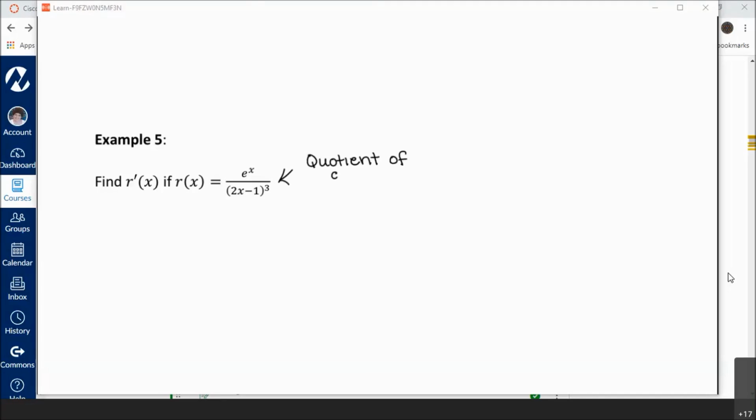of an exponential and a linear inside a polynomial degree. Okay, does everybody see it?